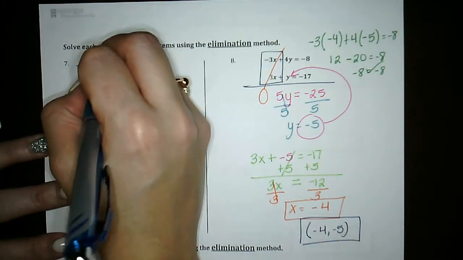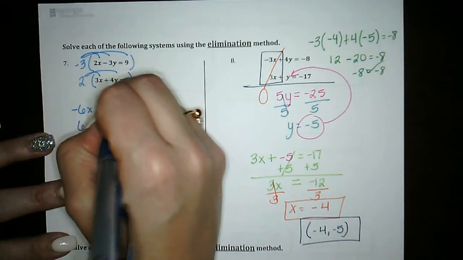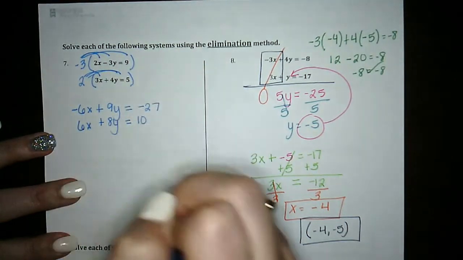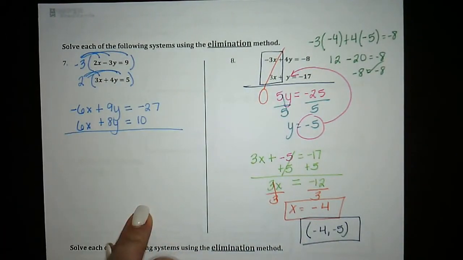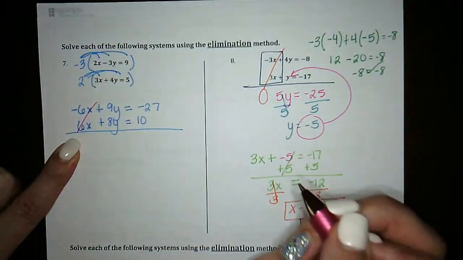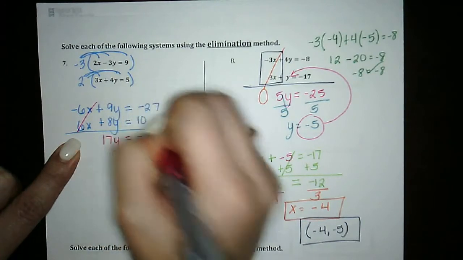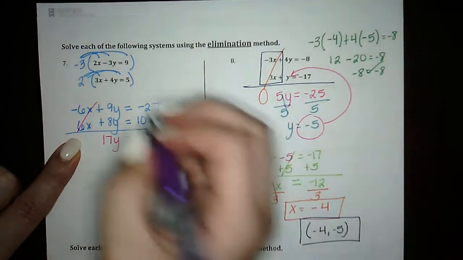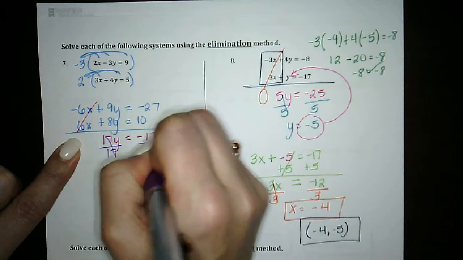Do the same thing here. 2 times 3 is 6x. 2 times 4y is 8y. 2 times 5 is 10. So I can see now when I add vertically, what's going to happen to these x's? They're going to go away. So now we're left with 17y equals negative 17. Solve for y. I do that by dividing by 17 on both sides. And y equals negative 1.